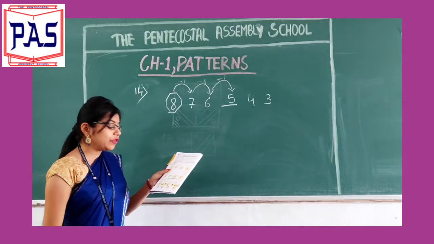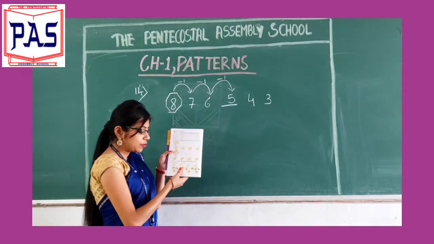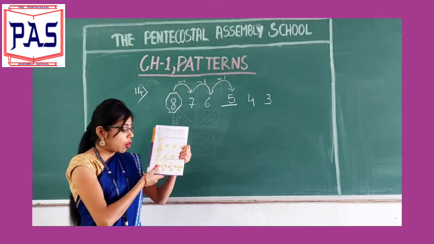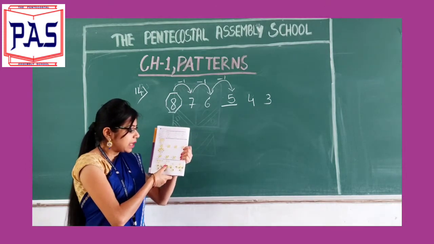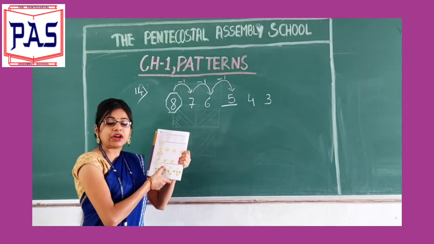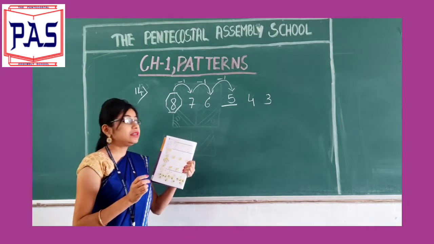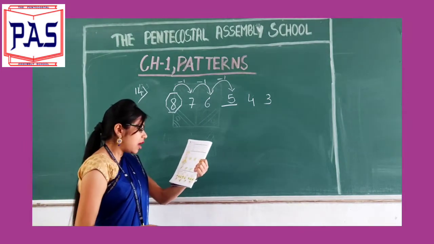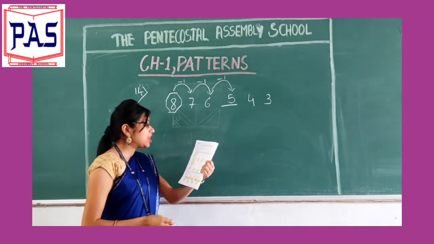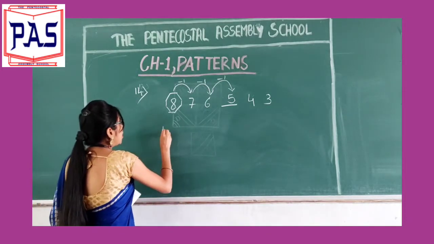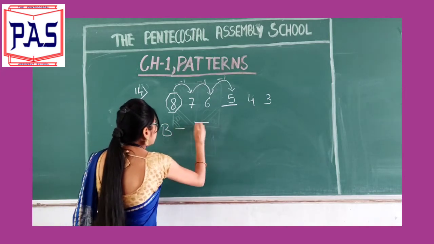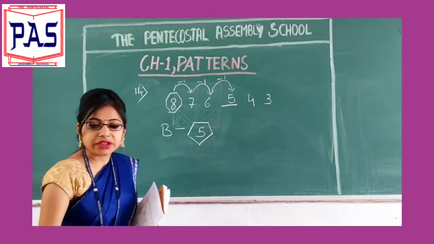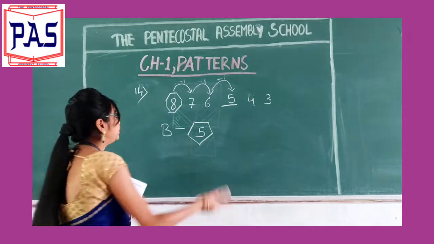So in which option will you get number 5? In option B. Here you can see in question number 14, option B, 5 is the number, and 5 sides are drawn in each option. But the required number is 5. So what will be our answer? Our answer will be option B. 5 is your required answer. Okay children, is it clear to all of you?